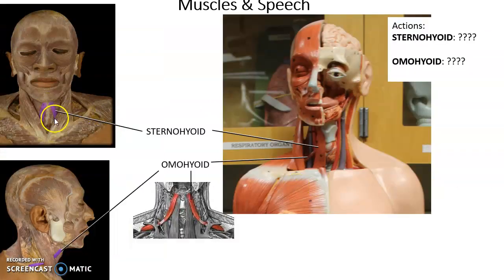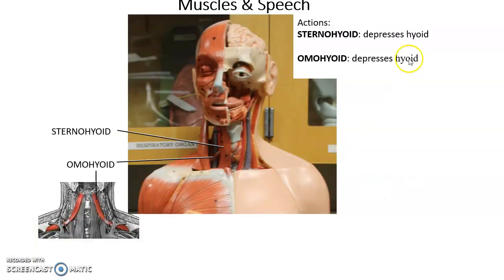All right, sternohyoid. Sternohyoid goes from the sternum up to the hyoid bone. Omohyoid, much more interesting, goes from the scapula to the hyoid bone. Pretty weird. They are not written out over here, so you don't need to know them, but I mentioned it anyway. Sternohyoid will depress or pull down the hyoid bone, thereby depressing the larynx. Omohyoid also depresses the hyoid bone, depressing the larynx.